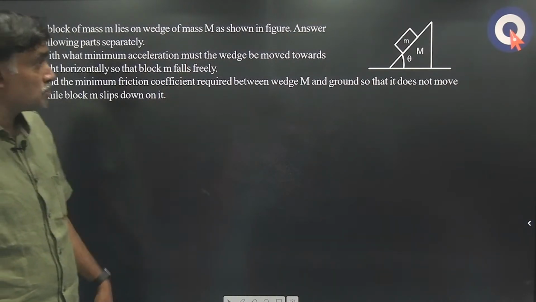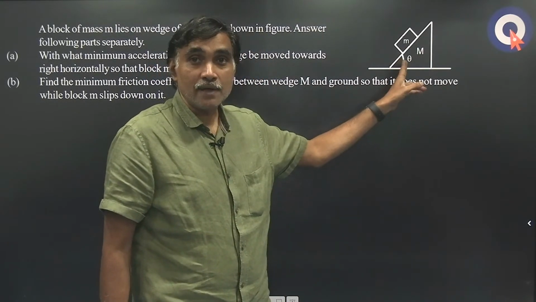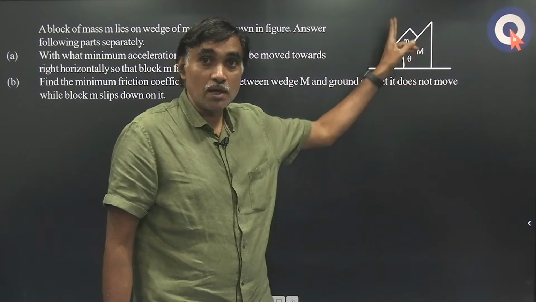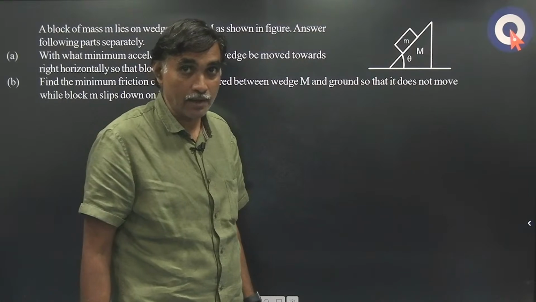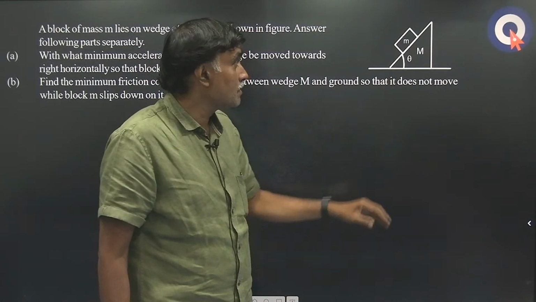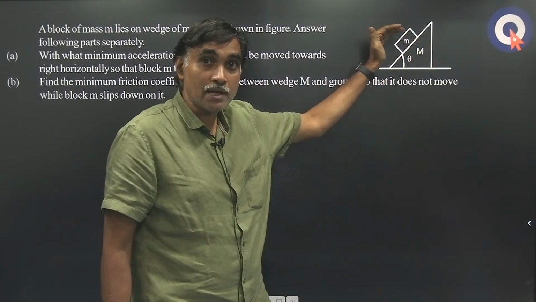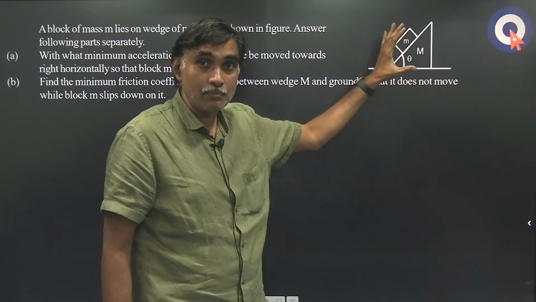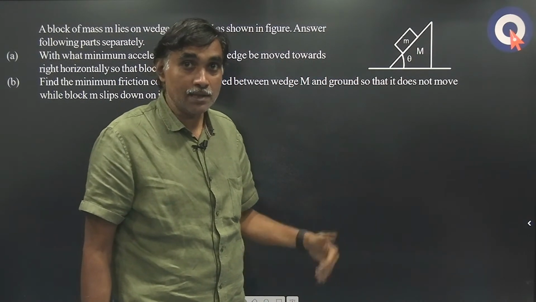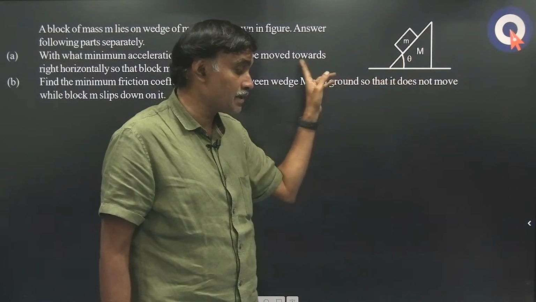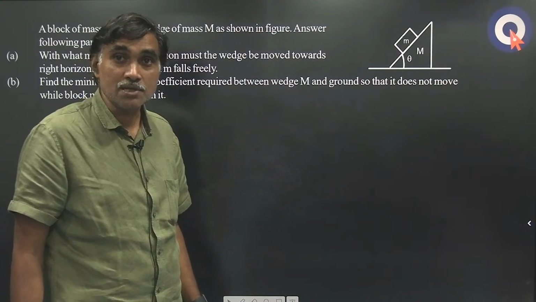So first bit, usually they'll ask a question where what should be the acceleration of capital M so that small m remains stationary with respect to capital M, with respect to the wedge. Okay. In that case, what do you get? The small m should remain stationary with respect to capital M, means it should not slide on capital M. So both small m and capital M should move together as if it is a single block. In that case, acceleration of the wedge has to be g tan theta towards left.